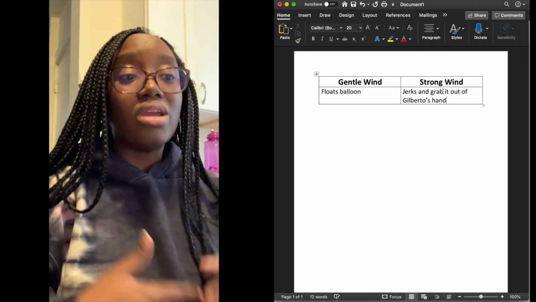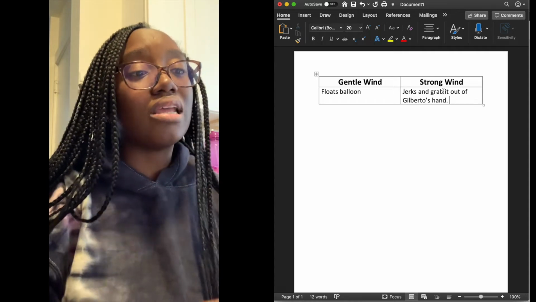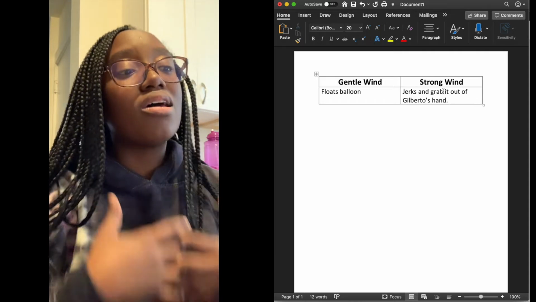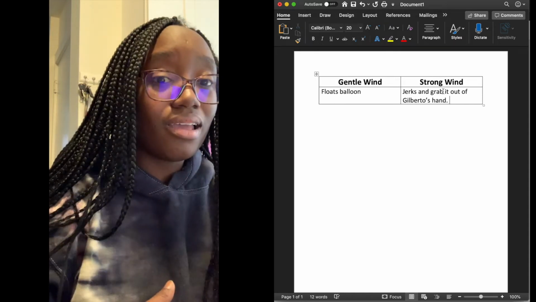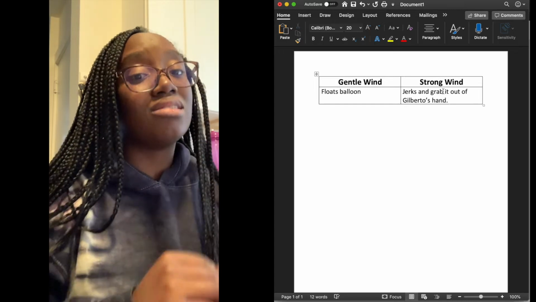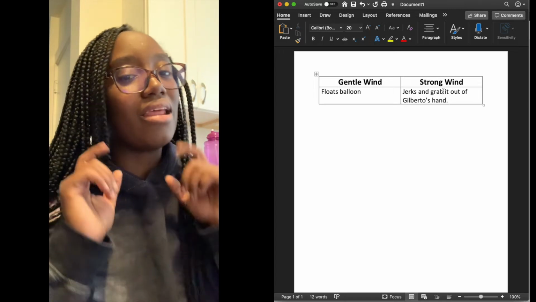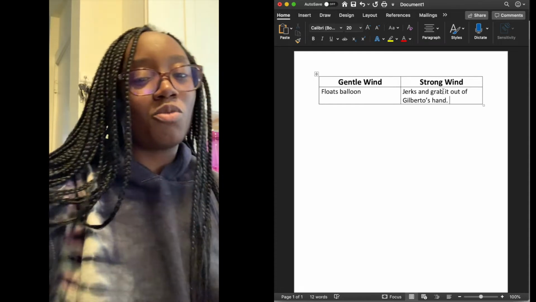Now, we're going to keep reading into the next pages, and I want you to keep your eyes closely on how the wind is gentle and how it is strong, because we're going to come back and finish our anchor chart for these next few pages, okay? All right. Now let's transfer over to our book to read and answer some questions.